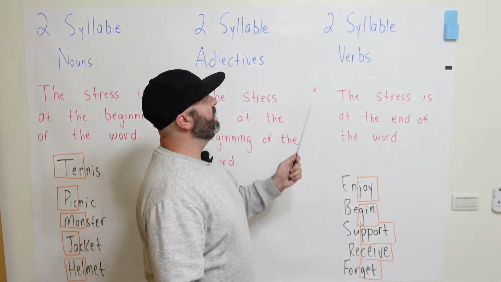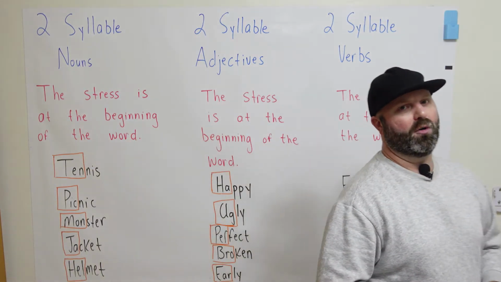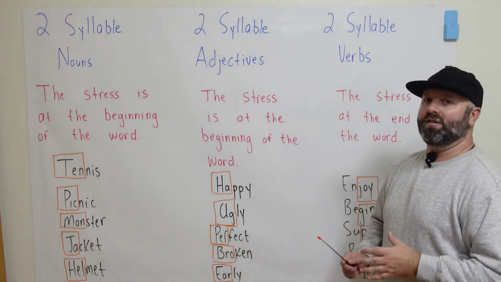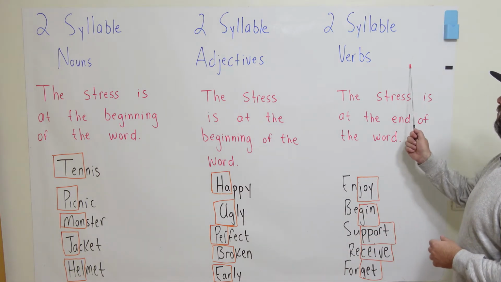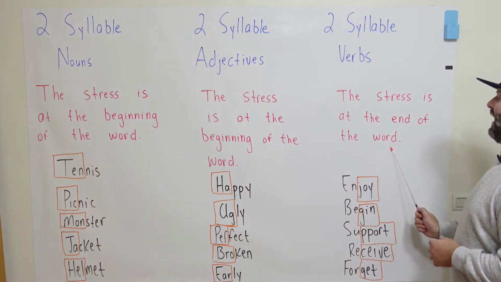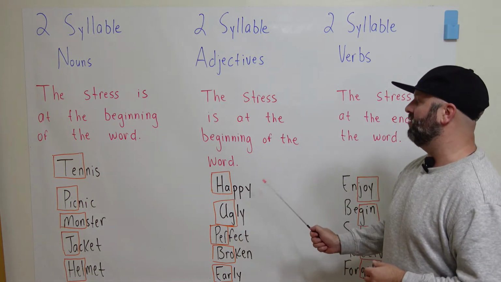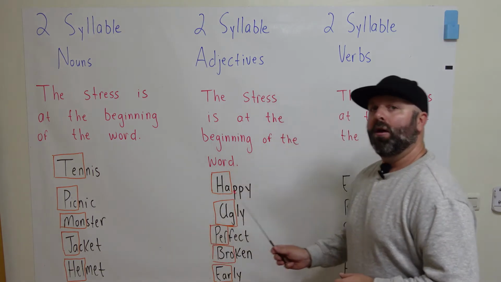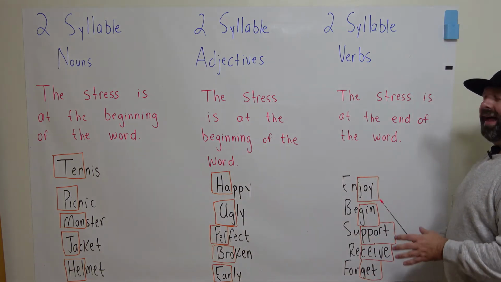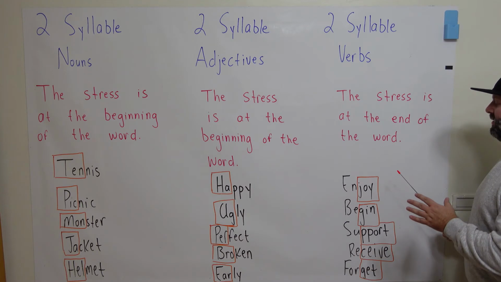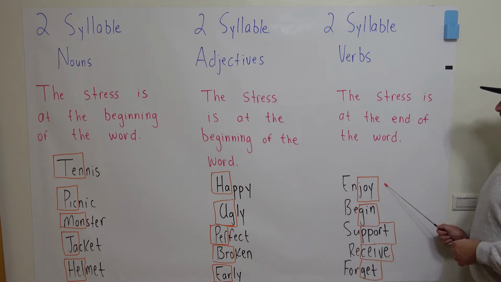And finally, let's go to two-syllable verbs. Now here, the rule is actually different. For two-syllable verbs, the stress is actually at the end of the word. So with nouns and adjectives, the stress is at the beginning, but with verbs, it's actually at the end of the word. So let's take a look at 5 verbs here.